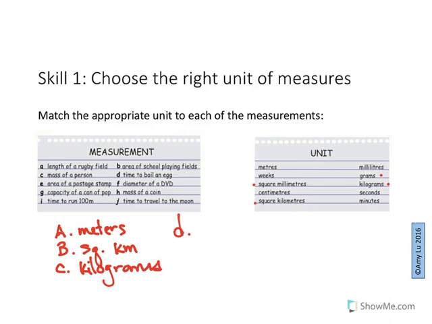Okay, for D, the time to boil an egg. So if we're looking at only units of time, we have seconds and minutes. It doesn't take seconds to boil an egg, it takes minutes. So D is minutes. E, the area of a postage stamp. Now a postage stamp is very tiny and it's talking about area. So we know it has to be square meters or square kilometers. Therefore, it's square millimeters because it's so small.